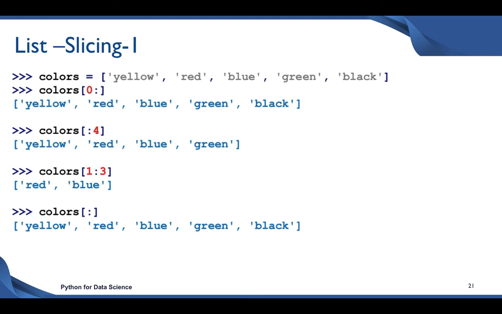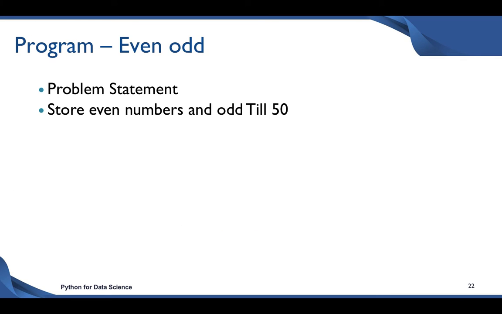Now we'll move to the programs. There are some programs which I want you guys to try out first, and in a separate lecture we will have the solutions to these programs. So the first program is even and odd. We want to store even numbers and odd numbers in separate lists till 50. So how can this be done?